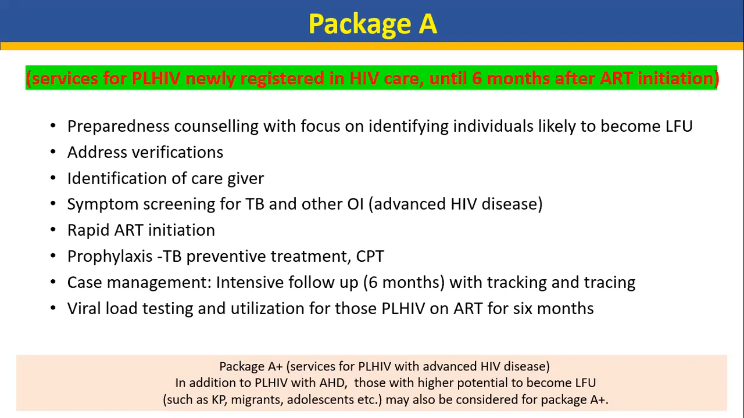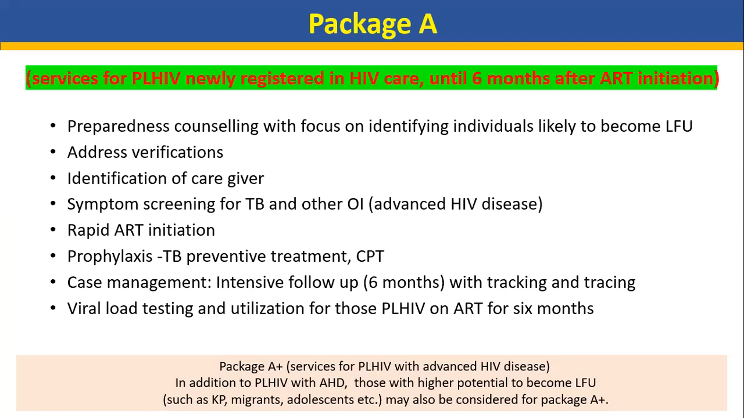So we have to address that preparedness counseling for such issues should be done adequately. We need to go for address verification. We need to identify the caregivers. 4S screening should be done. Rapid ART initiation after ruling out OI, and TB preventive therapy if the 4S symptoms are negative, can be provided.